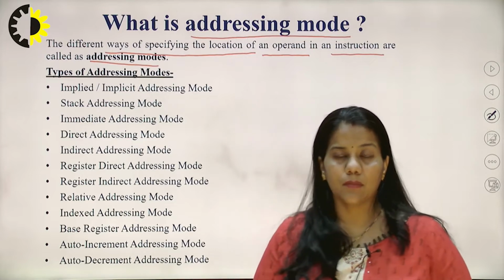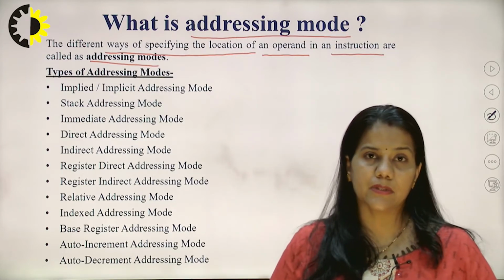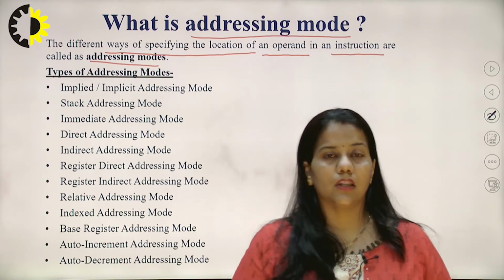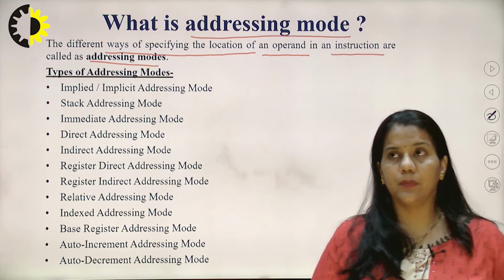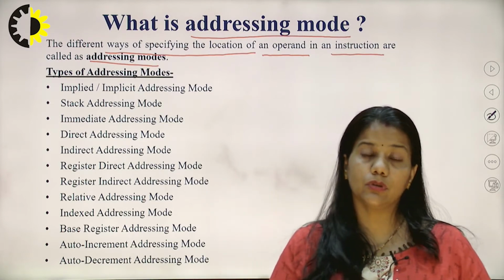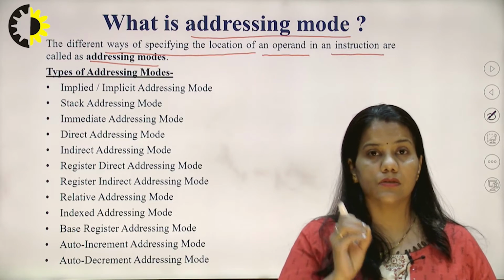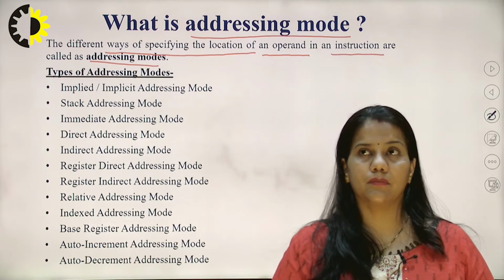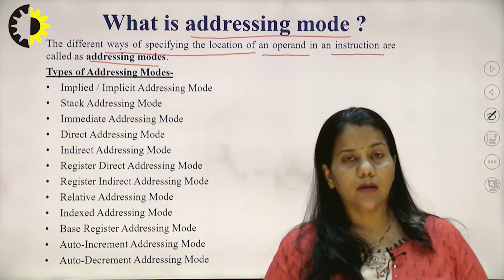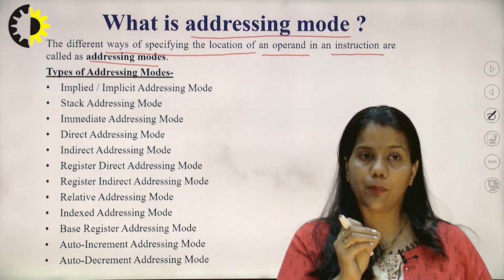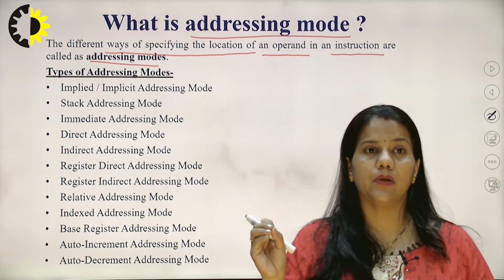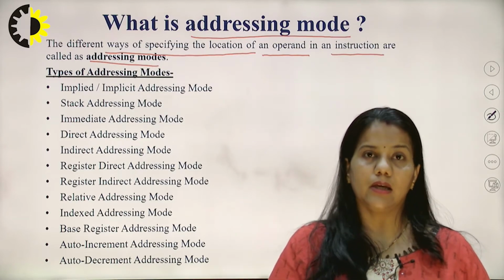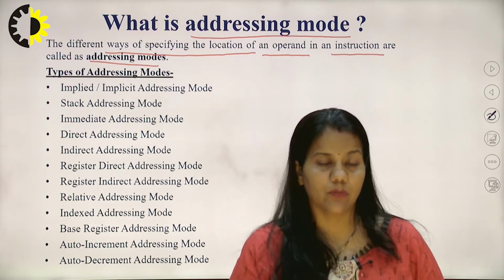For example, there may be a case when the operand is present in a register. So we are giving the name of the register in the instruction. There may be another way of presenting the number through the direct number itself. That is, in the instruction we are specifying the number itself. That is the operand. So that is another way of addressing. There may be a way when the operand is present at some memory location, and we are giving the address of that particular memory location in our instruction. So this may be some other way.